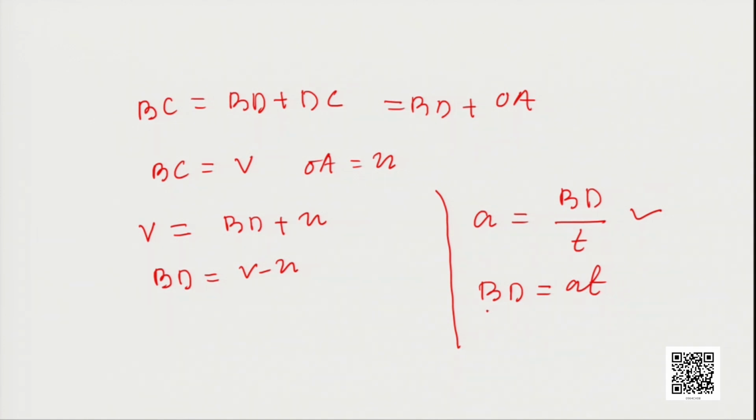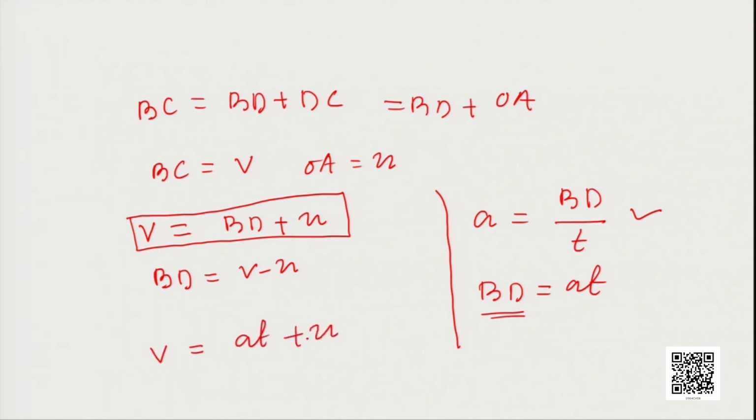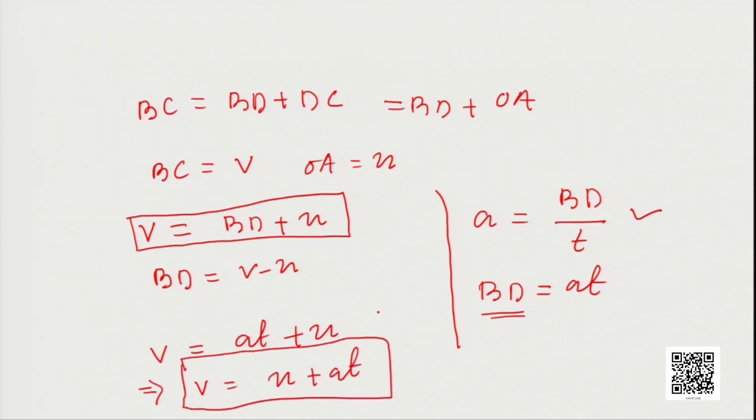Now substituting the value of BD in the equation v = BD + u, we get v = at + u, or if I rearrange it, v = u + at. So this is the first equation of motion. That is, the final velocity is equal to the initial velocity plus the product of acceleration and time. I hope you understood this.